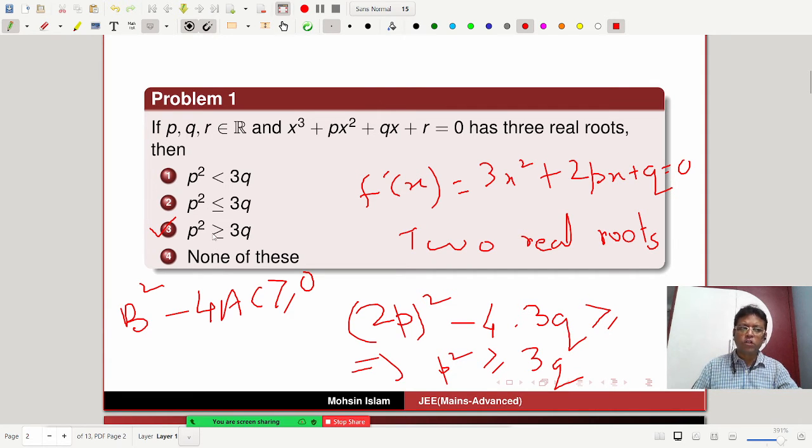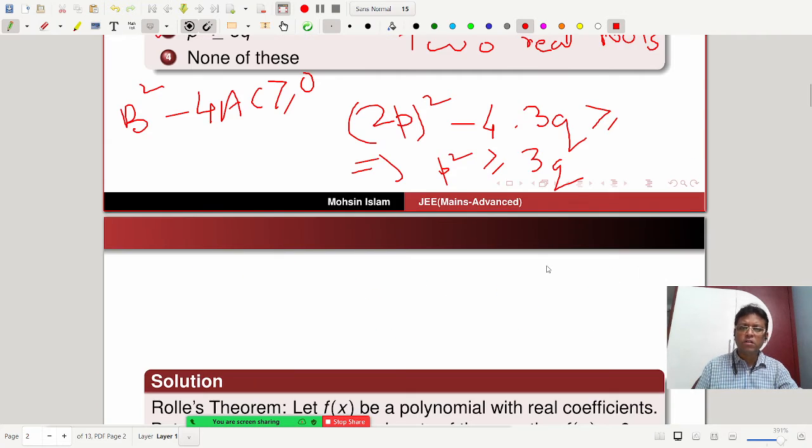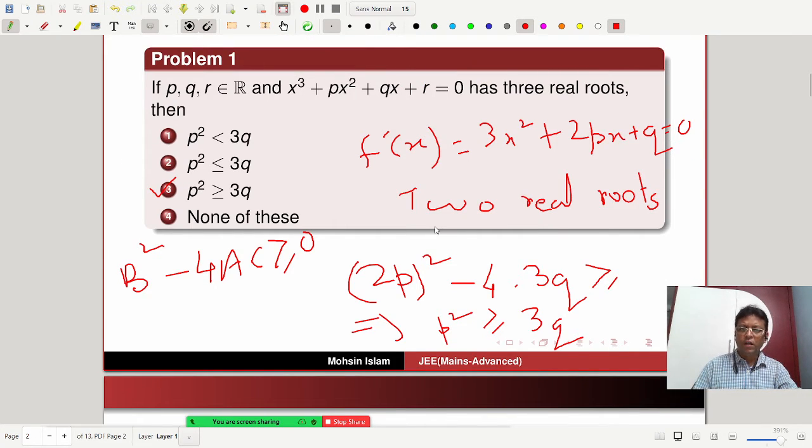So you are using the concept of real roots. If the third degree polynomial has three real roots, its derived polynomial must have two real roots. Because using the statement of Rolle's theorem, the roots of the polynomial are separated by the roots of the derived polynomial equation; between two real roots of the main polynomial equation there is a real root of f prime x.